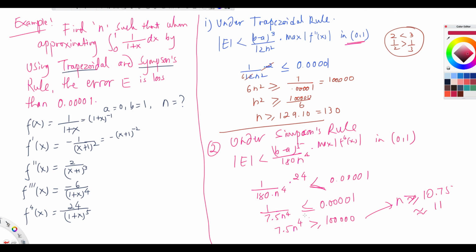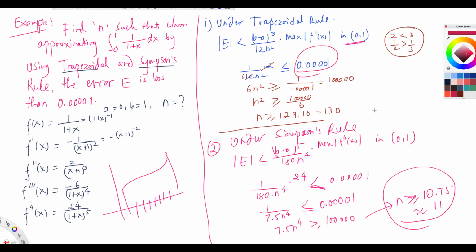So you see that if you use Simpson's rule, you will need just 11. You will have to divide that into 11 subsections, right? But if you use the trapezoid rule to get the same small error, you need 130 of them. But if you use Simpson's rule, you will need just 11 of them. So Simpson's rule is cheaper, or more efficient, to use to approximate the area under the curve.